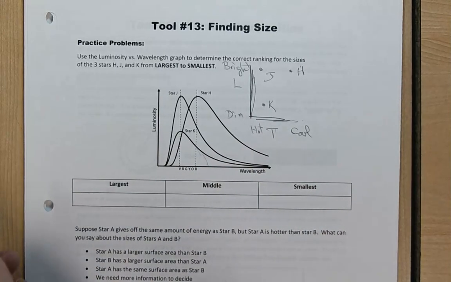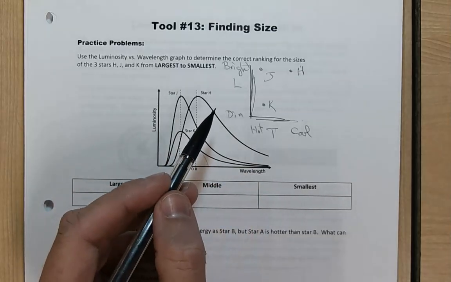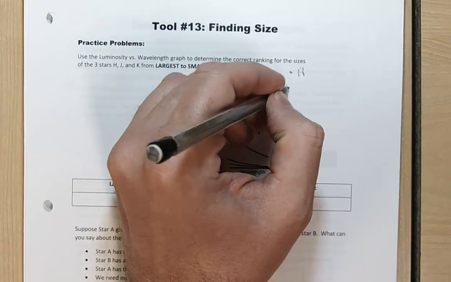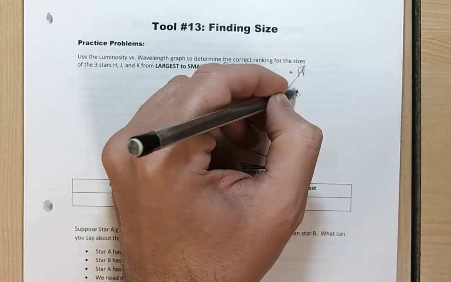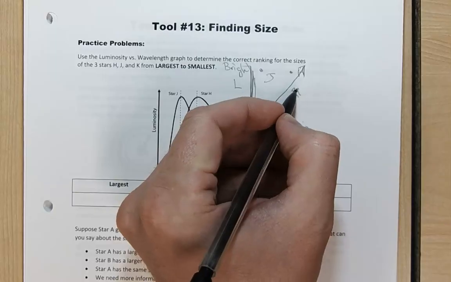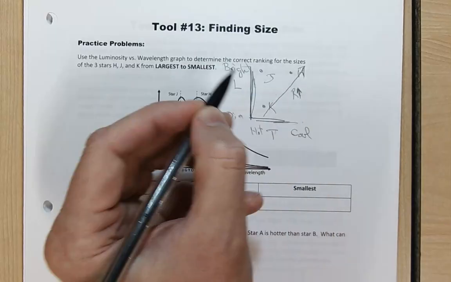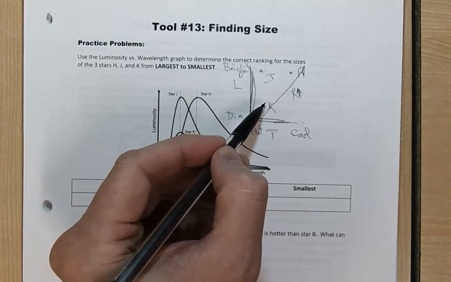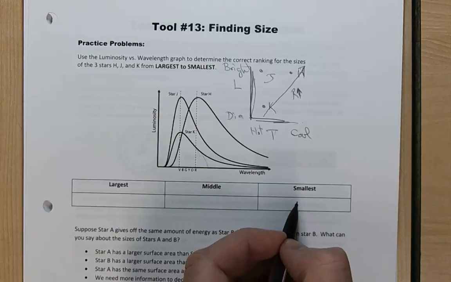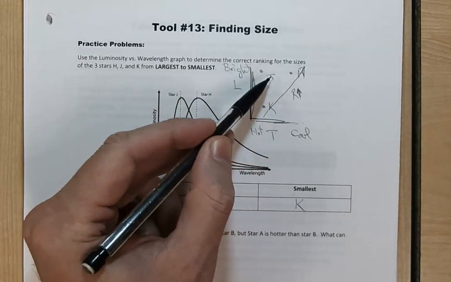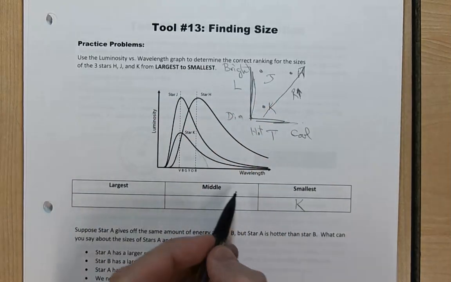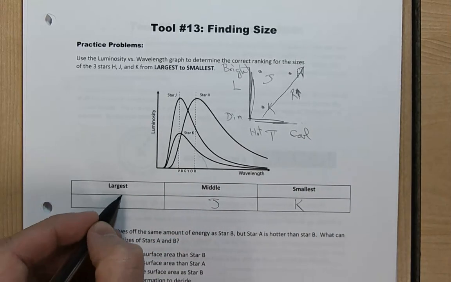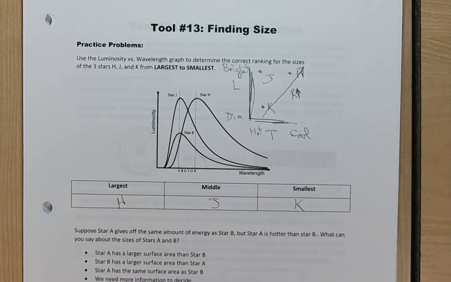So now, looking at the HR diagram is considerably simpler than looking at this big mess. Now remember, the radius increases going from lower left to upper right. So which one's the small one? K. So which one's the smallest? K. Which one's in the middle? J. And which one's the largest? H it is. There we go.